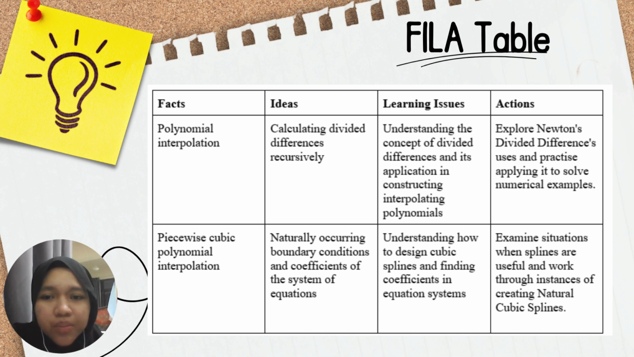Next, piecewise cubic polynomial interpolation. The idea is naturally occurring boundary conditions and coefficients of the system of equations. The learning issue is understanding how to design cubic splines and finding coefficients in the equation system. And the last action is to explore situations when splines are useful and work through examples of creating natural cubic splines.